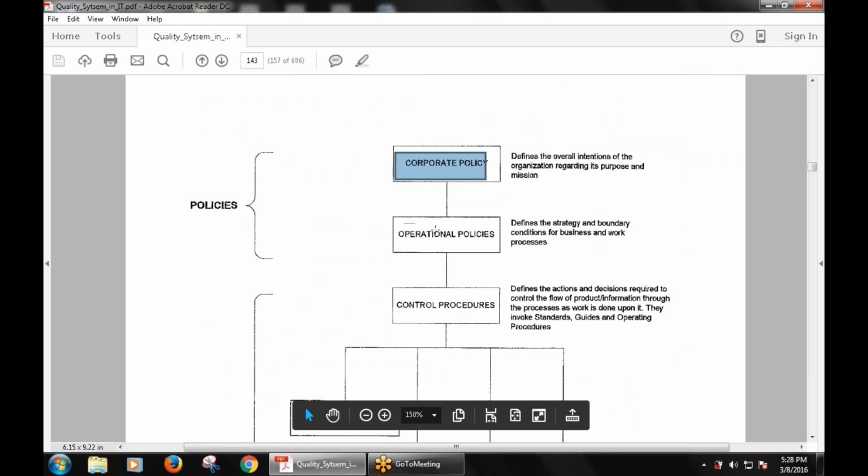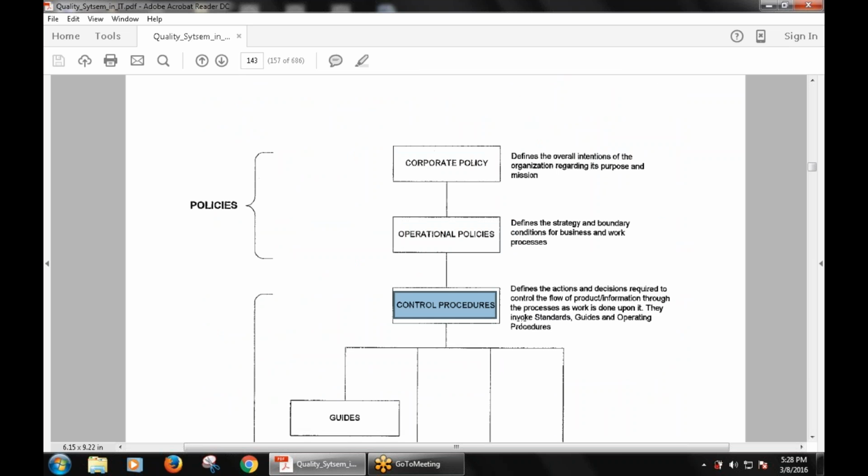One is a corporate policy, then there is an operational policy, then there are control procedures. These are the various policies: the corporate policy defines the overall intentions of the organization regarding its purpose and mission. Operational policies define the strategy and the boundary conditions. Control procedures define the actions and decisions required to control the flow of product information through the processes. So there is a corporate policy, an operational policy, and control procedures.